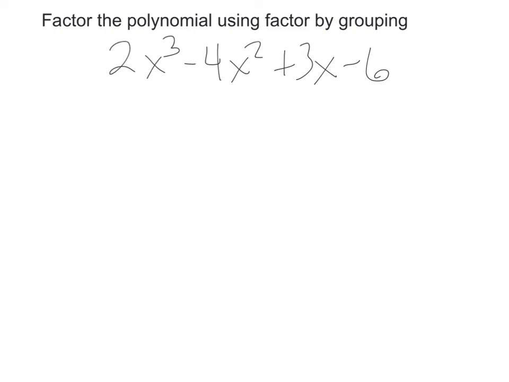Alright, so this one says factor the polynomial using factor by grouping. I'm not solving, I'm just factoring. Let's get the basics of factoring by grouping down first. You'll remember it from the rainbow method. We're going to group the first two and group the second two.